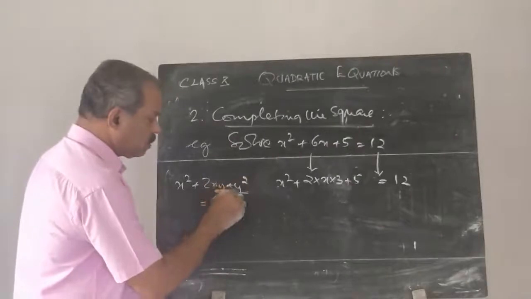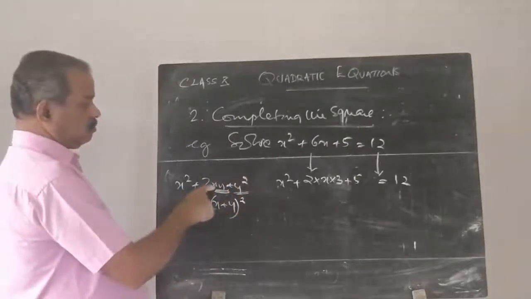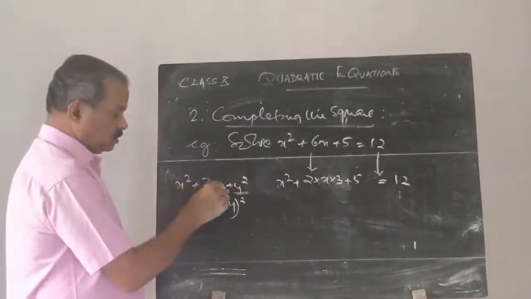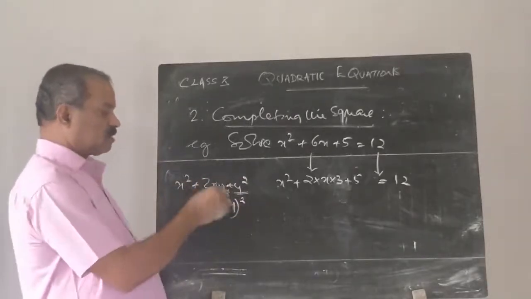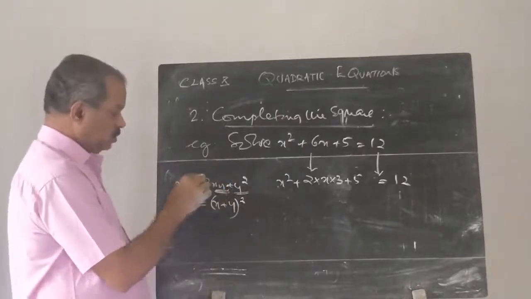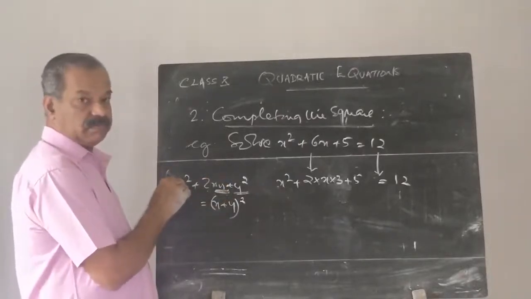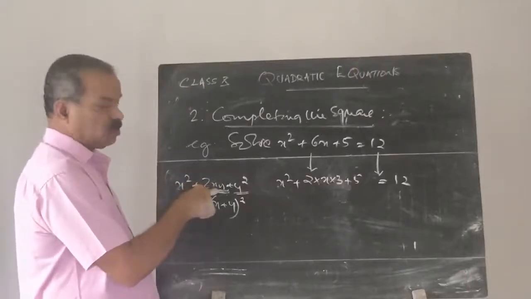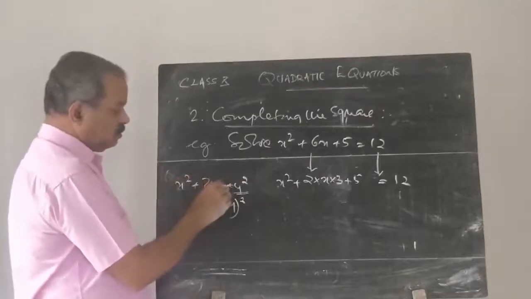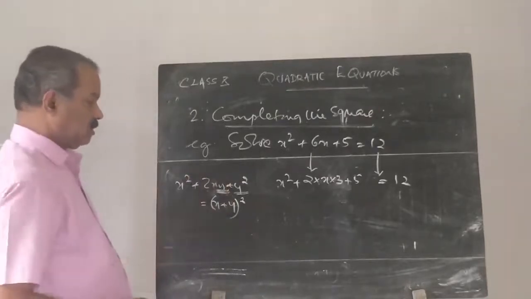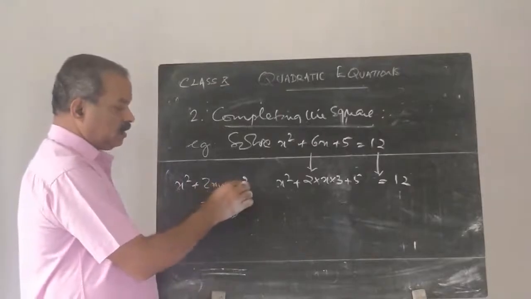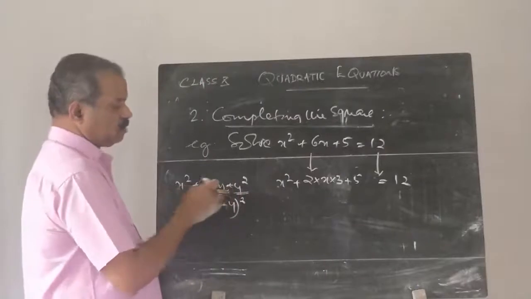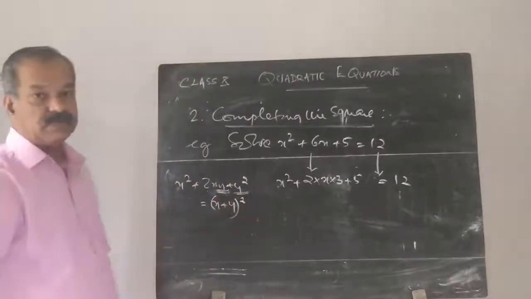The square of one of the factors of the middle term. What is x? It is the square root of the first number, x square. Since y is the other factor of the middle term, the last term should be the square of that factor. Then only we can convert this into a perfect square in the form x plus y the whole square.